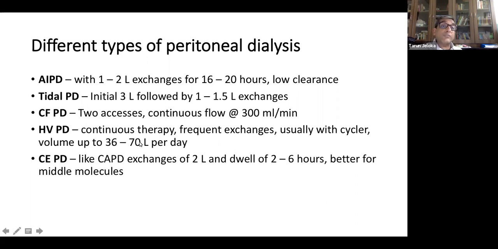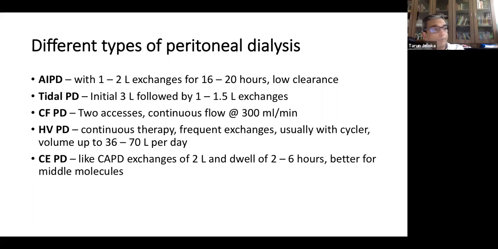Here it is, 36 to 70 liters, right? So acute intermittent versus high volume is a volume difference. And then continuous equilibrated peritoneal dialysis. You have to understand, for equilibration, the solution has to remain in contact with the peritoneal membrane for at least 4 to 6 hours. And if you do rapid exchanges of 1 hour, 2 hours, then probably you have not utilized fully the exchange. But then you need it for different reasons.